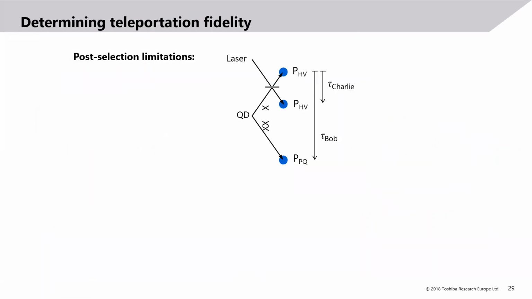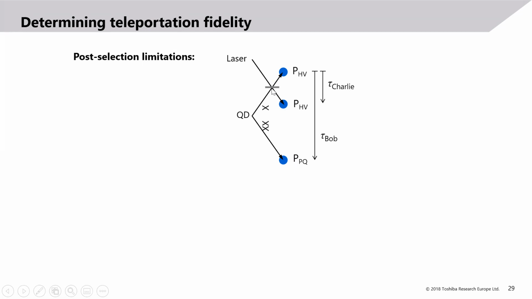To determine the teleportation fidelity, we do post-selection. We look at the time when each of these photons arrive. There are 2 timescales that are important in this process. Here's a simplified sketch. We have the incoming laser photon and the quantum dot exciton photon, which interfere here for the Bell state measurement. Of course, this interference will only work for as long as this exciton photon is coherent.